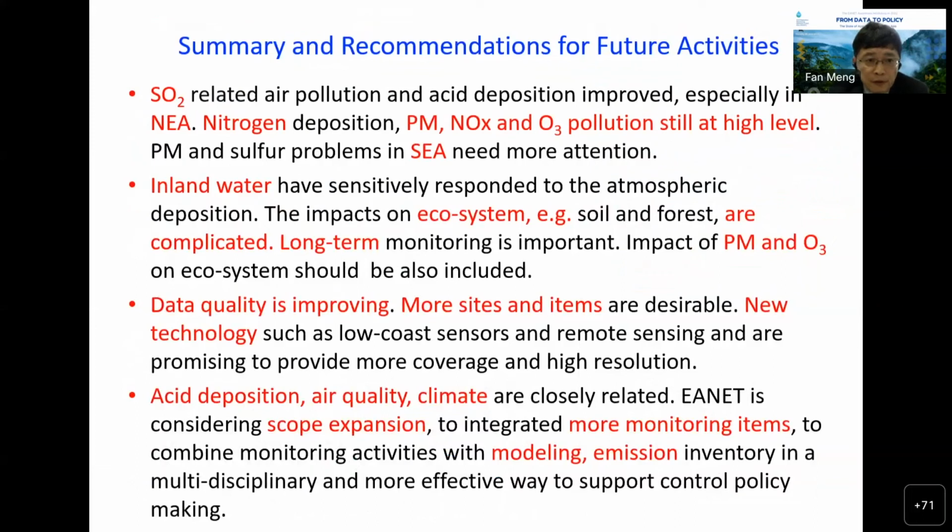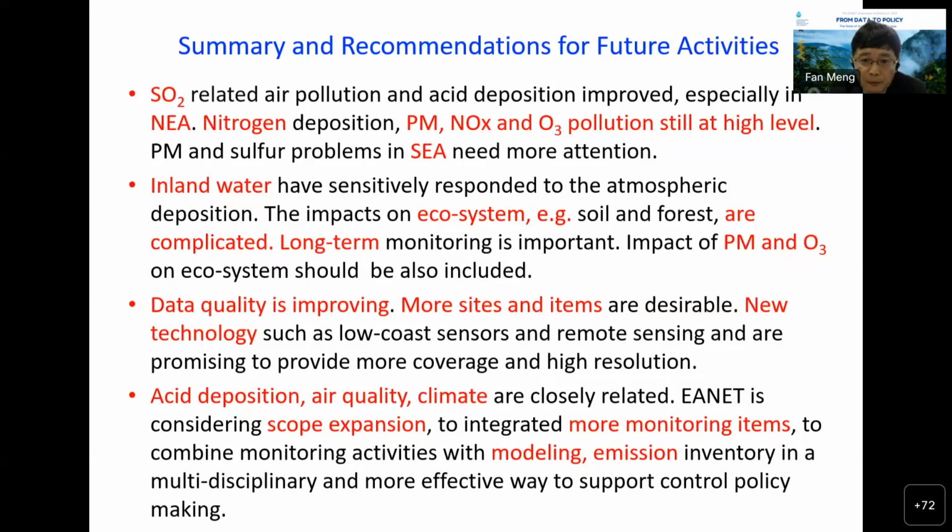This is a summary. Sulfur dioxide related air pollution and acid deposition have improved, especially in Northeast Asia. However, the nitrogen deposition, the PM problem, and the ozone and NOx problems are still at a very high level. We also found that the PM and sulfur problem in Southeast Asia increased, which may need more attention. Inland water responds sensitively to atmospheric deposition and air pollutants, but the impact on ecosystems is very complicated, which means long-term monitoring is needed. Our data in EANET, the data quality, is improving.